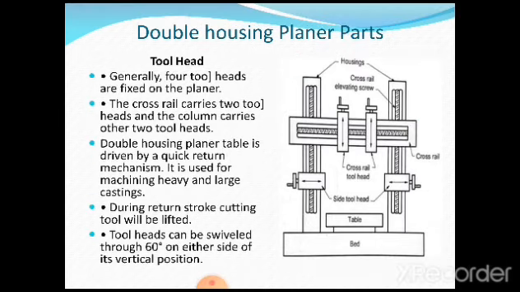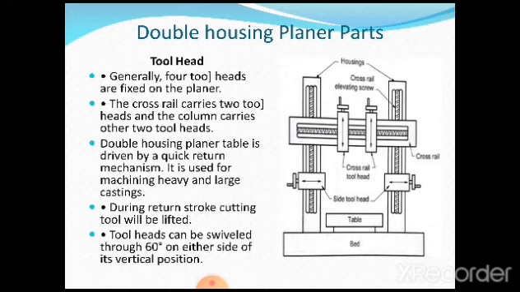Next one coming is a tool head. So we know one important thing, that whether it is the shaper machine or whether it is a planer machine, the main function of the tool head is to carry the cutting tool. Okay, and also it can be used for giving feeding movement or depth of cut for the cutting tool.